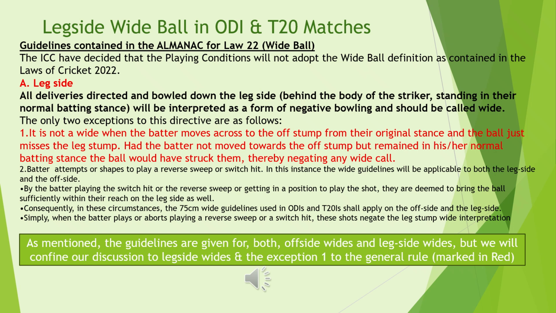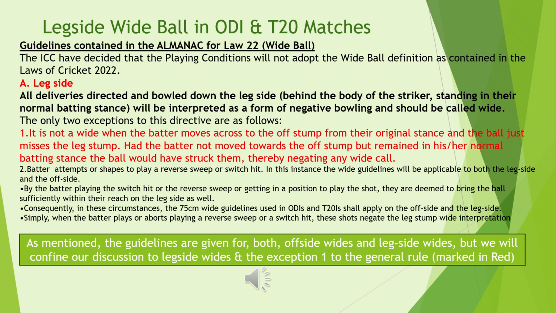And I quote here, all deliveries directed and bowled down the leg side behind the body of the striker standing in their normal batting stance will be interpreted as a form of negative bowling and should be called wide. This is the general rule. The only two exceptions to this directive are as follows, 1 and 2, but again we confine our discussion only to the exception number 1.